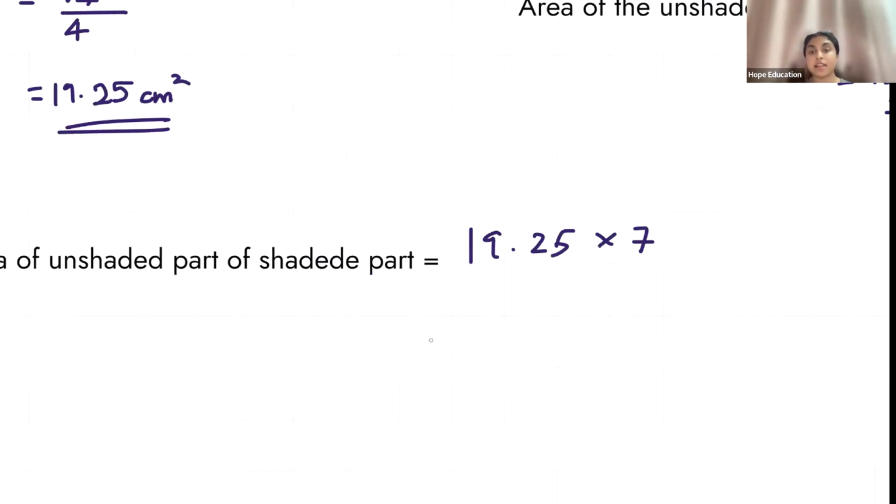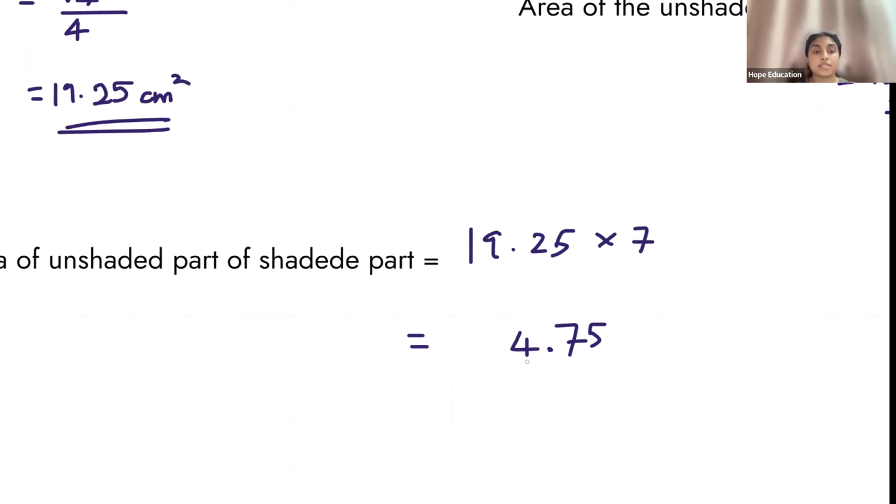7 times 5 is 35, 3 remaining. 7 times 2 is 14, 15, 16, 17. 1 remaining. 7 times 9 is 63. 63 plus 1 is 64. 6 remaining. 7 times 1 is 7, 8, 9, 10, 11, 12, 13. Yes, in fact, we are getting that.